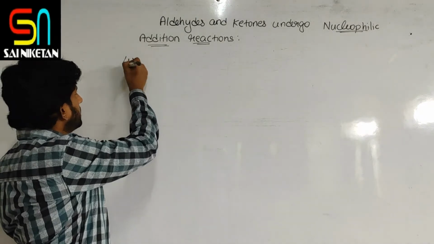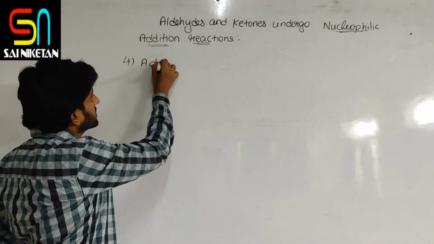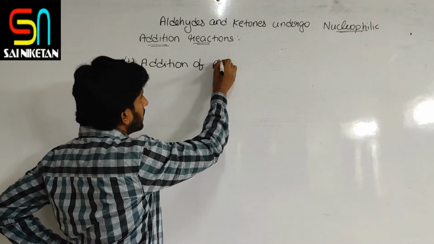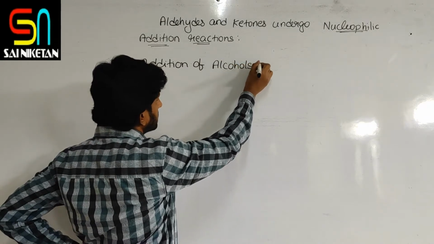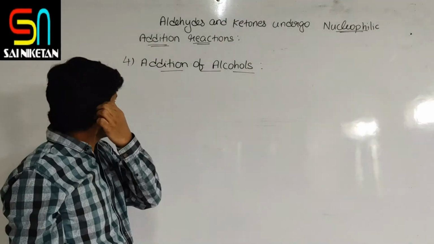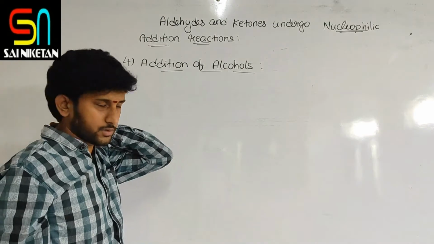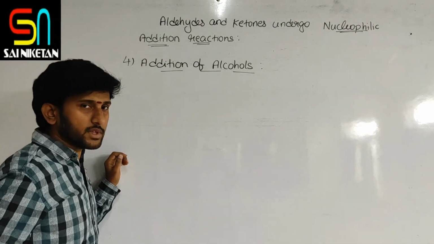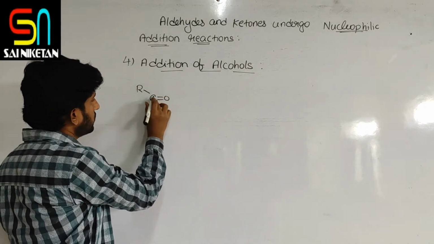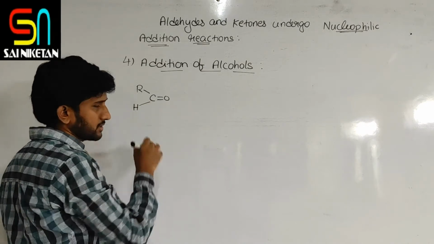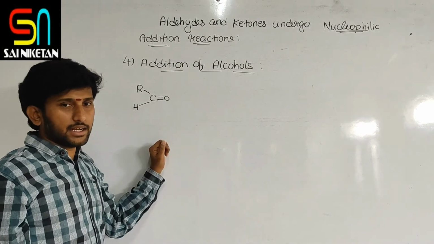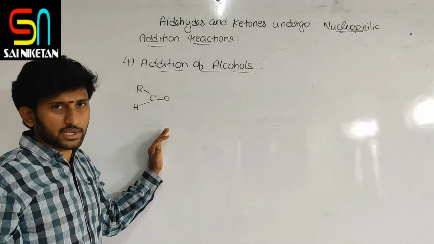The next reaction is addition of alcohols to aldehydes and ketones. The addition of alcohols to aldehydes and ketones produces the respective acetals and ketols. Those are the addition compounds actually.